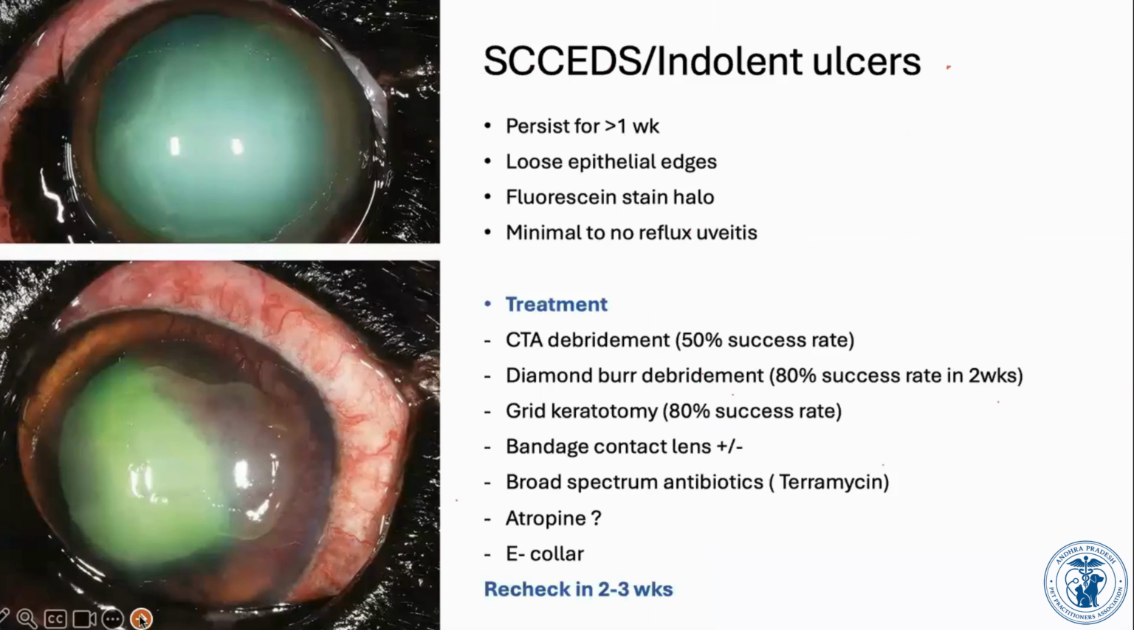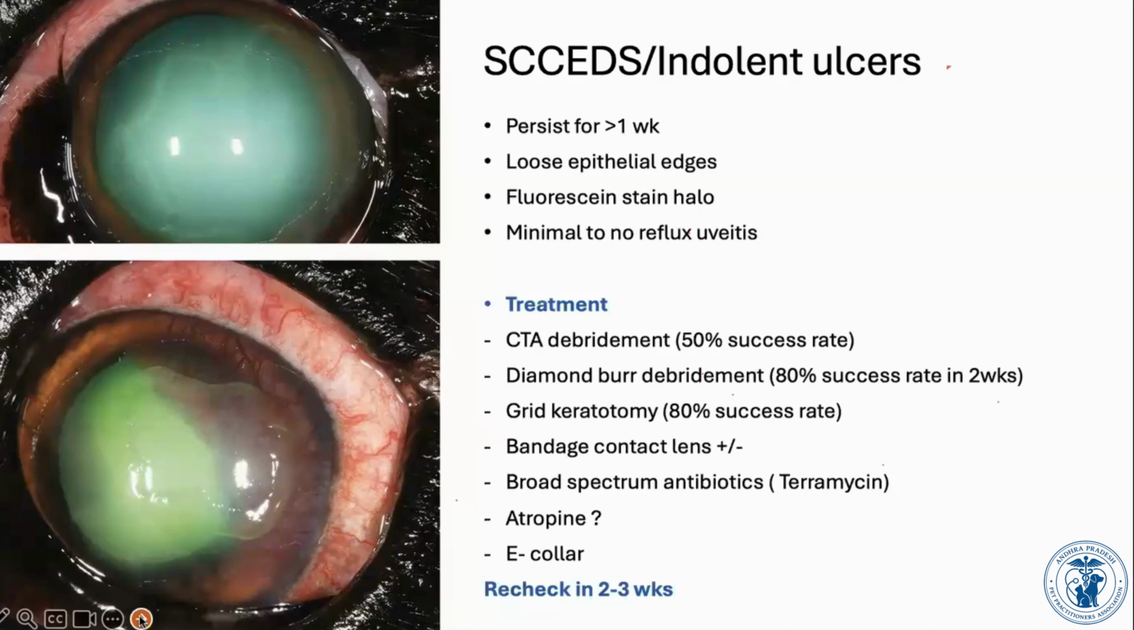So next is SCEDs, that is spontaneous chronic corneal epithelial defects, also known as indolent ulcers. The name indolent itself says that it is a lazy ulcer, so it won't go easily no matter what you do. It will take its own time. And this is always superficial, superficial, superficial. So never ever treat it as a deep ulcer. It will always come as a superficial ulcer.